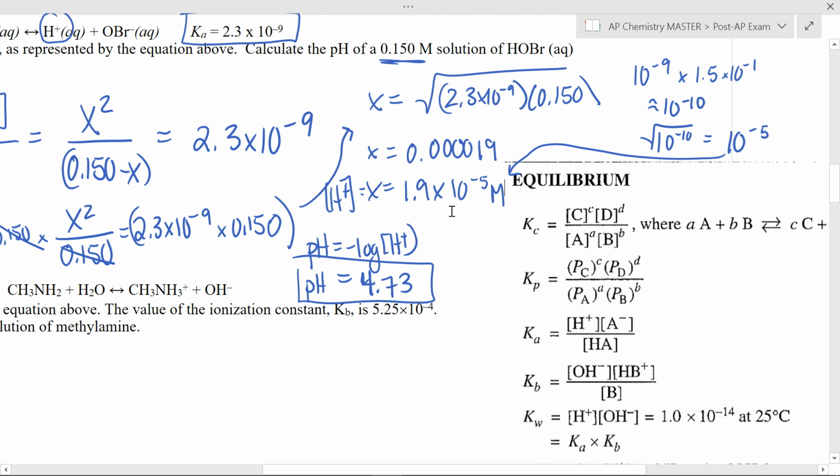And then when I take the log of this number, my log value should end up being a little bit less than the value of this exponent. So if I have some number times 10 to the negative 5th, when I take the log of that value, I should get an answer that's somewhere between 4 and 5. So 4.73 is a reasonable answer based on this.